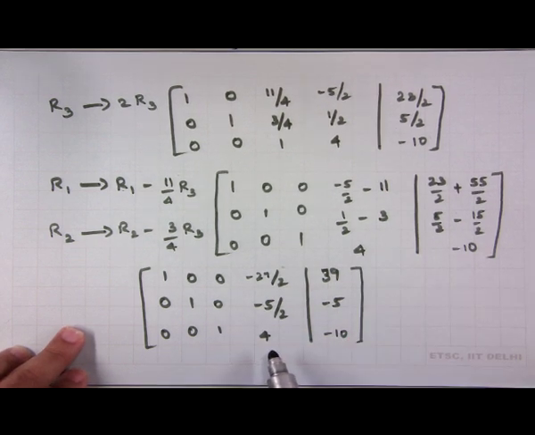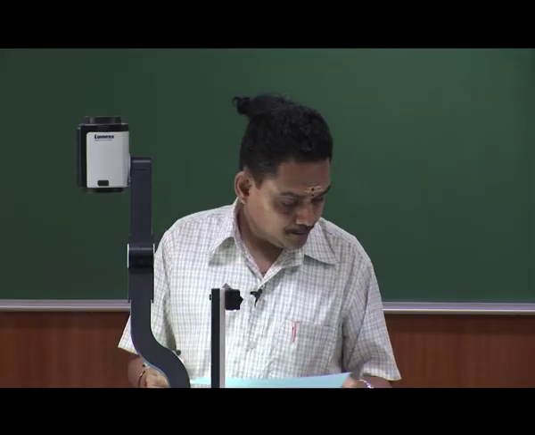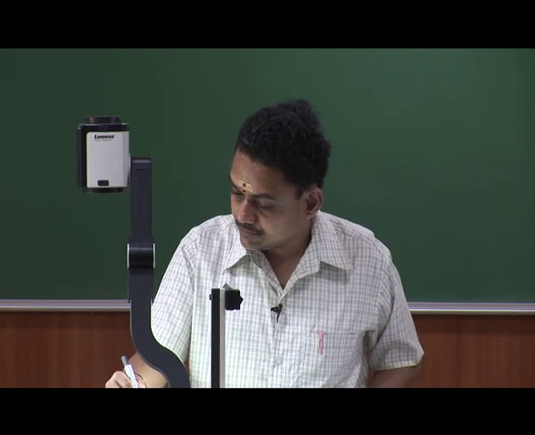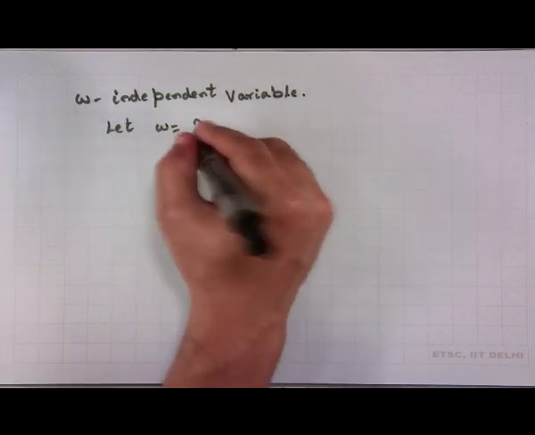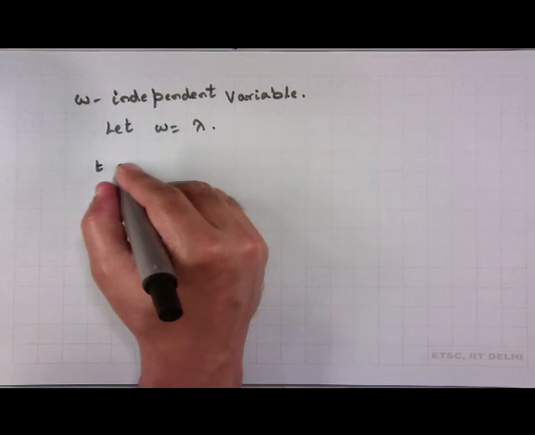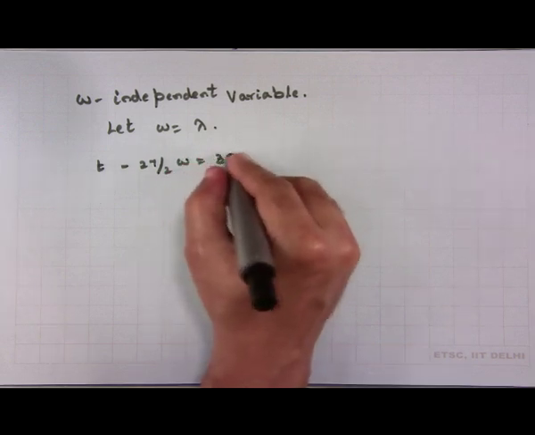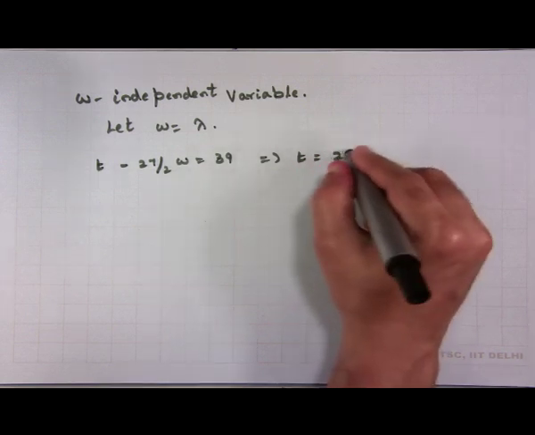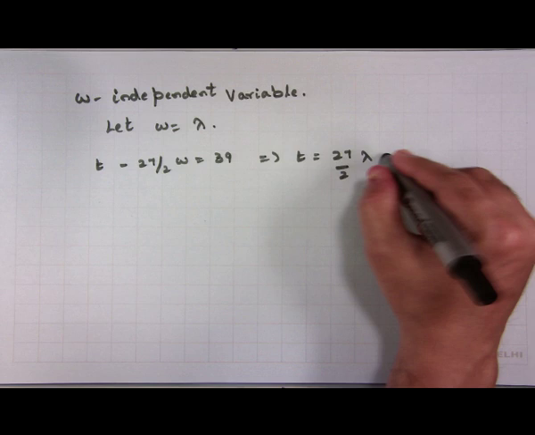In the last column there is no 1. So, let us call it the independent variable, that is W is the independent variable. So, let W equal lambda, and therefore, the first equation will give me t minus 27 by 2 times W is just 39. That will imply that t is 27 by 2 times lambda plus 39.